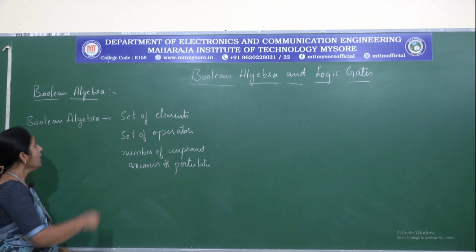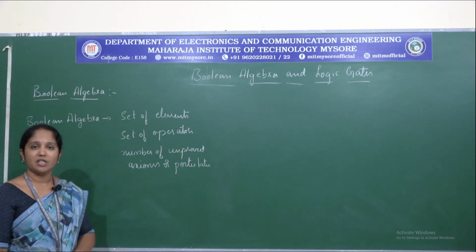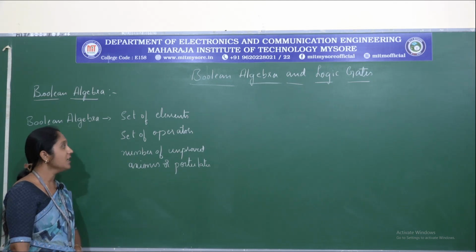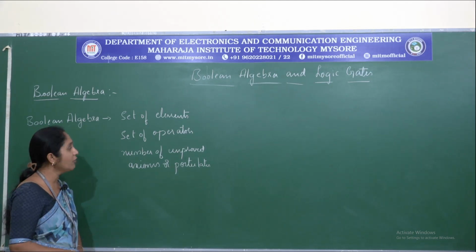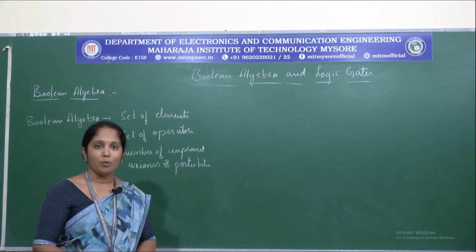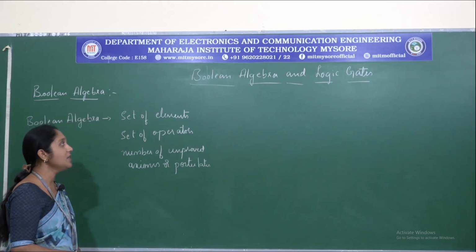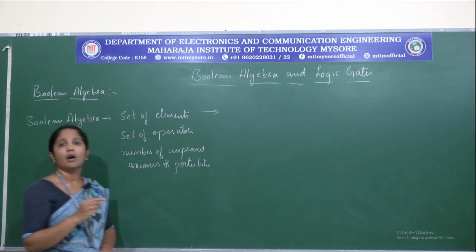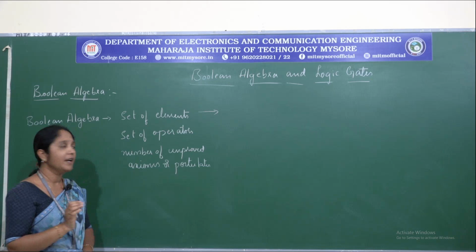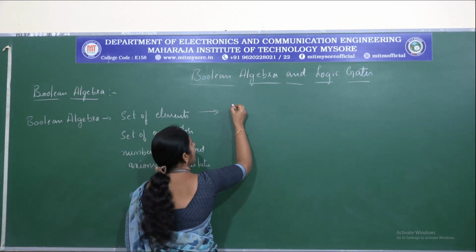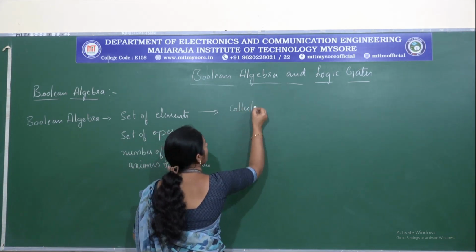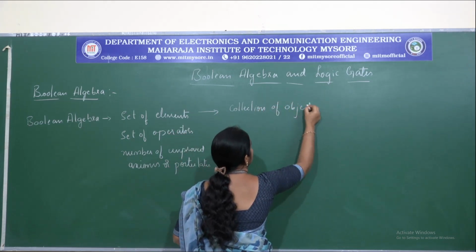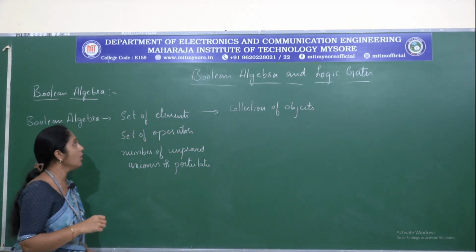Boolean algebra, like any other mathematical system, is a set of elements, a set of operators, and it consists of a number of unproved axioms or postulates. If we consider a set of elements, any collection of objects having a common property can be called a set of elements.